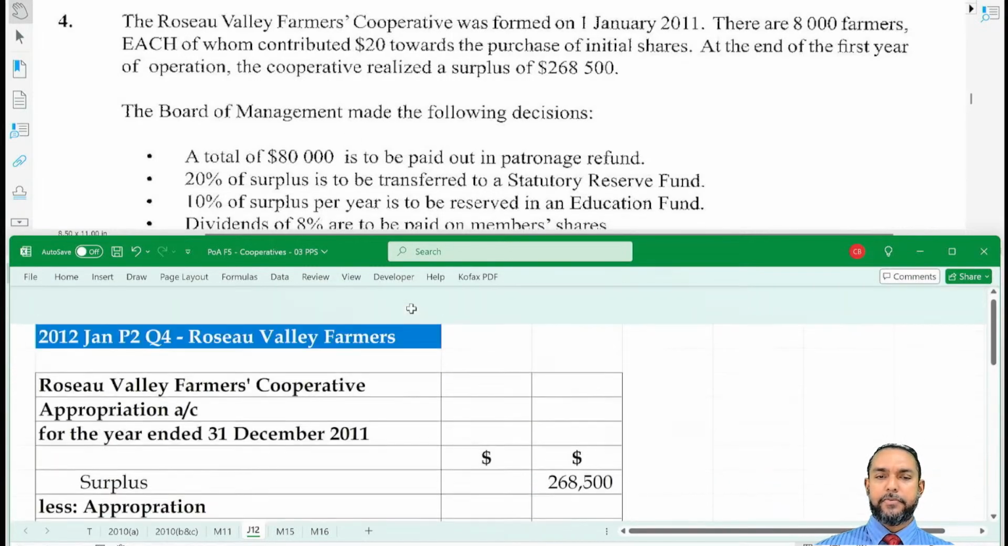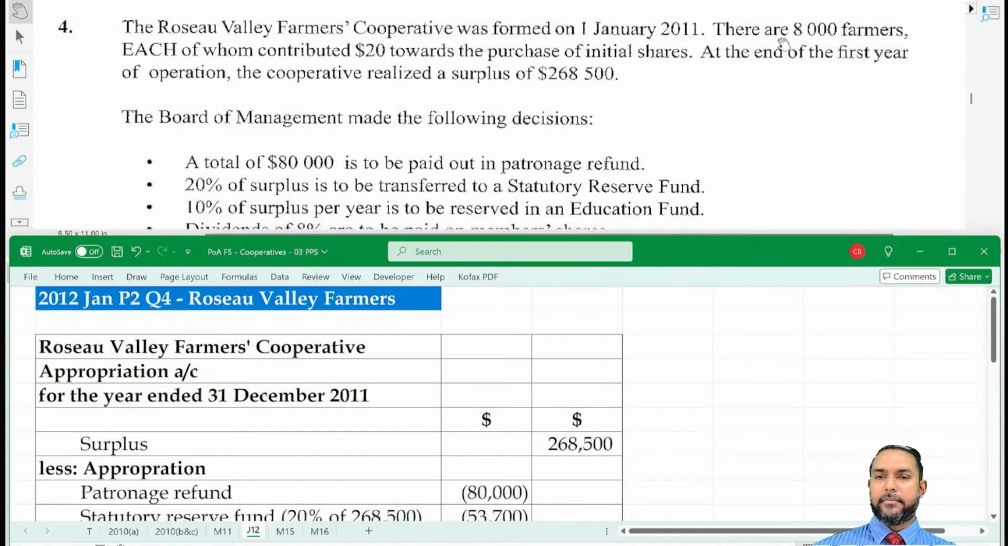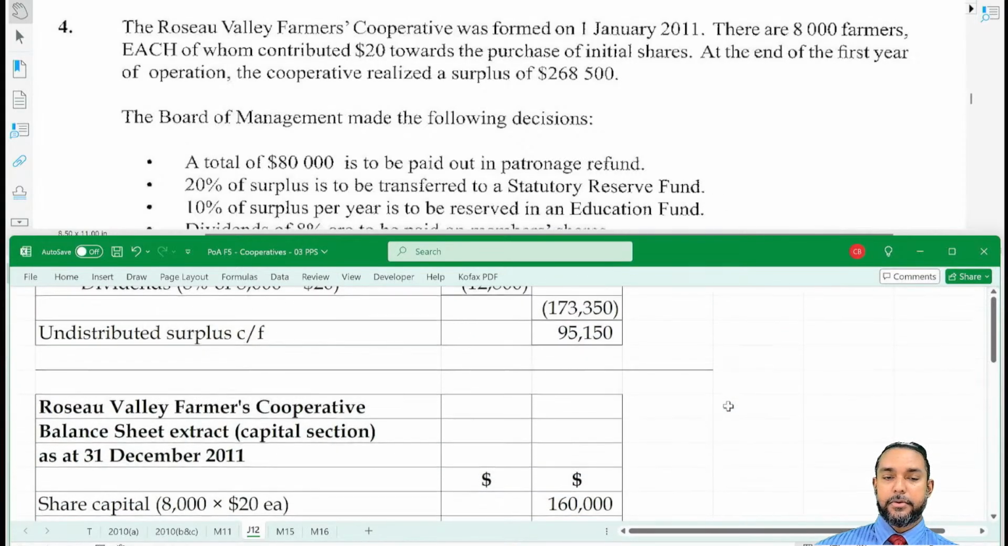So in Roseau Valley Farmers, they had 8,000 farmers who each contributed $20 to the purchase of shares. If 8,000 farmers each gave $20, how would we work out the total amount of capital contributed? We would multiply 8,000 by 20. So that was this item down here, 8,000 by 20, the share capital.